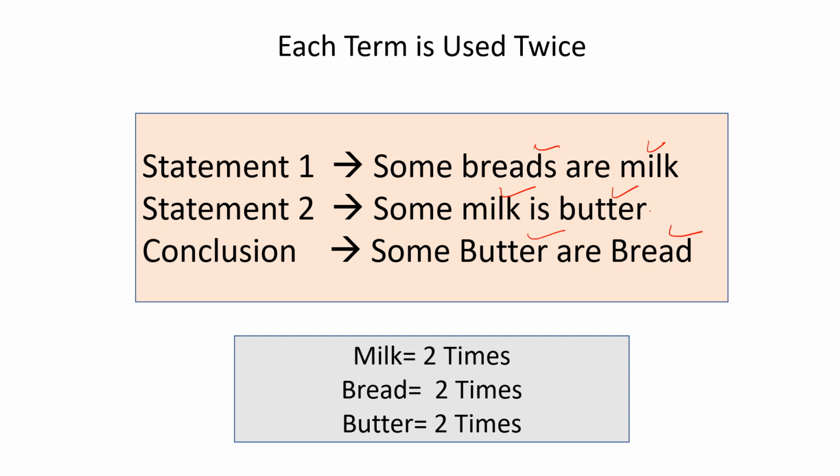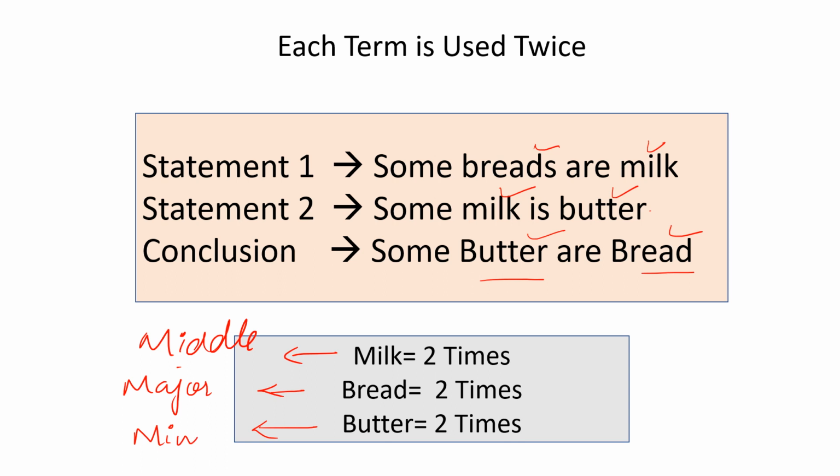Again, I will tell you milk is in both the statements. So milk is the middle term. Okay, I will write it over here. Milk is the middle term. The predicate of the conclusion is the major term. So bread is the major term and butter is the subject of conclusion. So it is the minor term. Okay, so each term is repeated twice in a syllogism and it looks something like this.